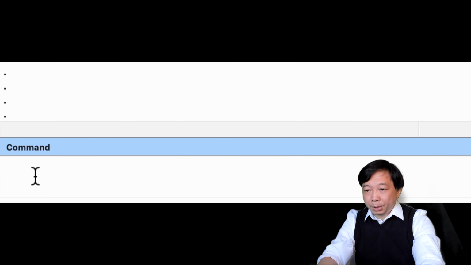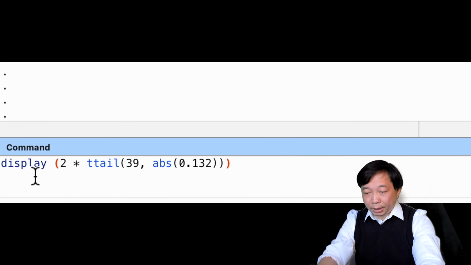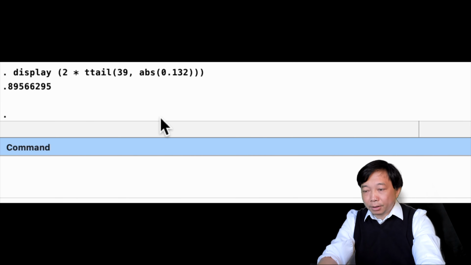We could also compute the p-value for the t-statistic. It is 0.896, which suggests that we could not reject the null hypothesis even at the 85% level.